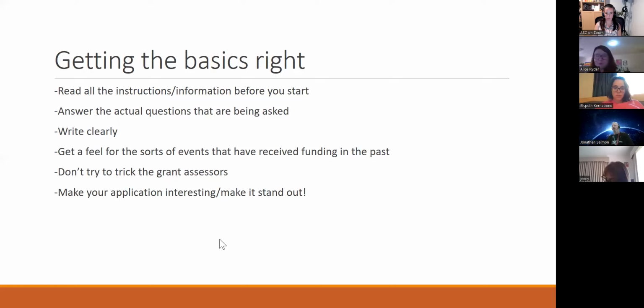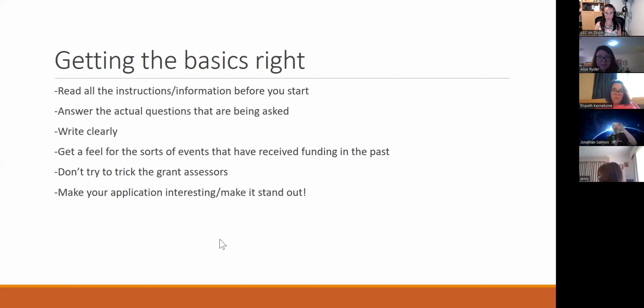Then answer the actual questions that are being asked. Write clearly. Get a feel for the sorts of events that have received funding in the past. So have a look at the ecosystem of funding that you're working with and get some inspiration to think, does my event feel like it belongs in that ecosystem or that universe of other events that have been funded? Or is it something really different? If it's wildly different, maybe this isn't the right grant round for you, or maybe you just need to pitch your event a little bit differently.